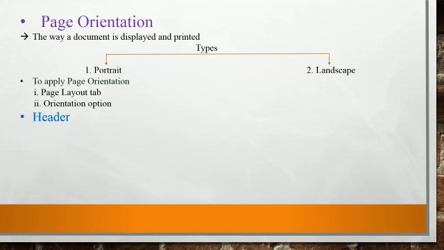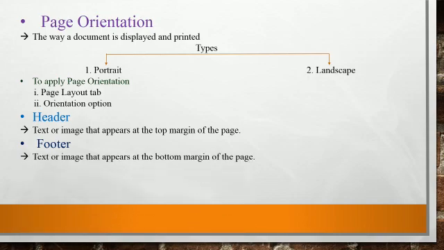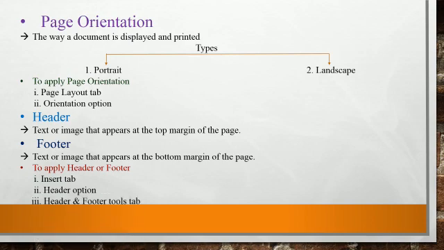Header. Header is a text or image that appears at the top margin of the page. Footer. Footer is a text or image that appears at the bottom margin of the page. To apply header or footer, click on the Insert tab. Click on the Header option. A list of options will appear on the screen. You can select any of those options. Type the text. In the Header and Footer Tools tab, click on the Close Header and Footer option to close the header. You can apply similar steps to add a footer at the bottom of the page.